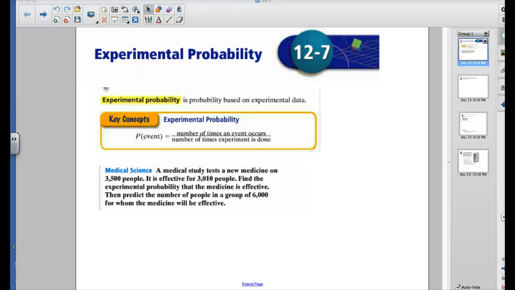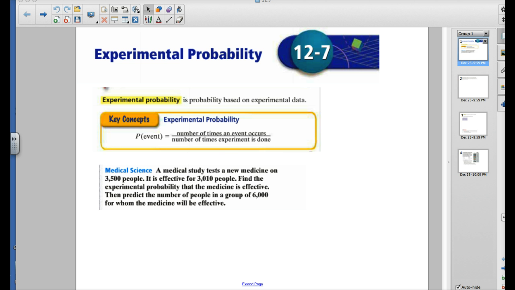Okay, 12.7, we're going to talk about experimental probability. Experimental probability is probability based on experimental data. The probability of an event happening is the number of times the event occurs over the number of times the experiment is done. The difference between this probability and the one we did before is that the earlier one is based on theory, in other words, how many good outcomes over total outcomes. This one depends on what the people tell you.